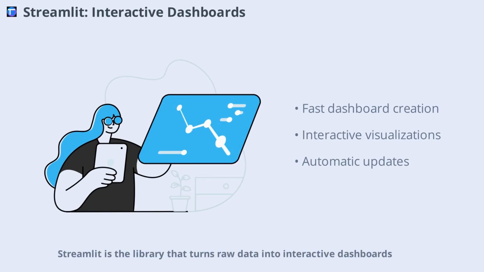Streamlit is the library that turns raw data into interactive dashboards. It's widely adopted in the Python community for its simplicity and speed. In this project, Streamlit is used to generate the entire dashboard automatically, making it easy to visualize sentiment trends, compare news outlets, and explore word clouds. The result is a polished, user-friendly interface that updates itself as new data comes in.